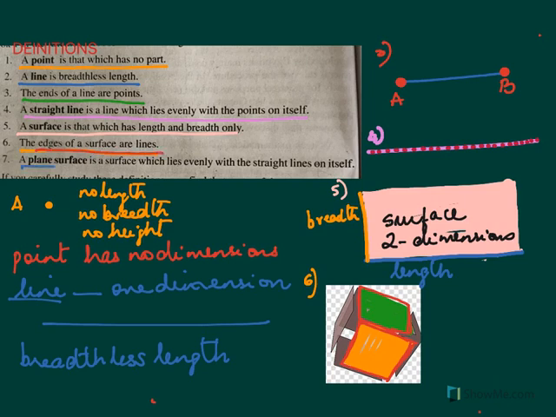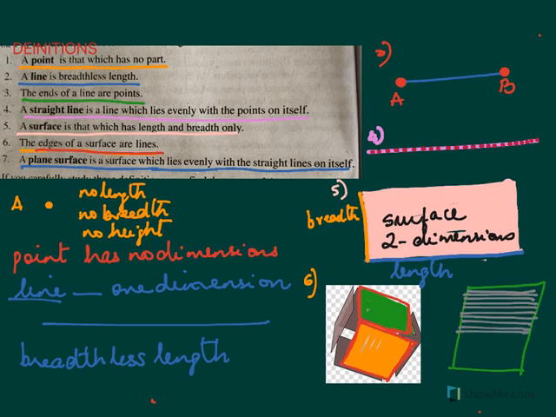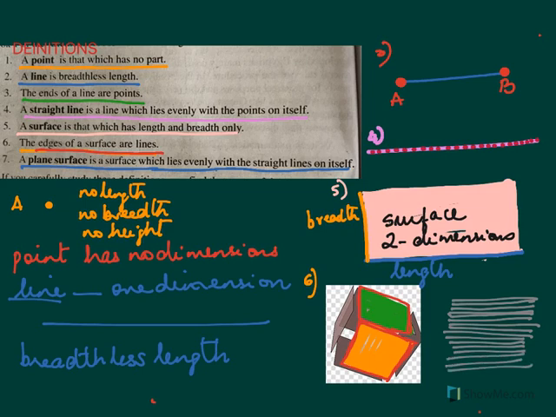And for the last one, a plane surface is a surface which lies evenly with straight lines on itself. So if I am to draw a plane surface here, what will the plane surface consist of? It will consist of a large number of lines lying evenly on it. So many lines lying evenly together will consist of a plane surface. Let me put it another way. Suppose I have a large number of lines lying evenly close to each other in this manner. What will I get in the end? I will get a surface. This will be a surface. So let's get back. A plane surface is a surface which lies evenly with straight lines on itself. So these definitions you must know, and in fact you must learn them for the fill in the blanks.